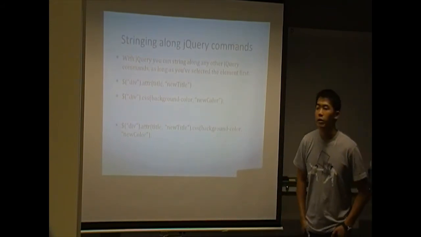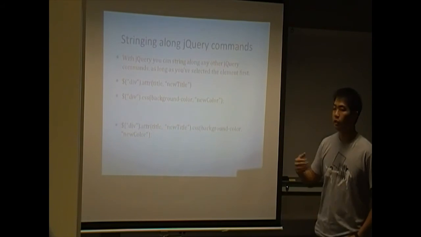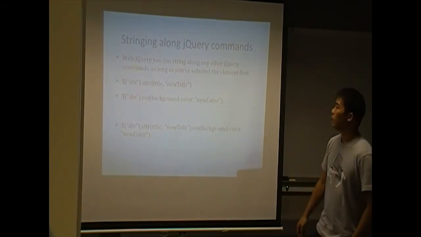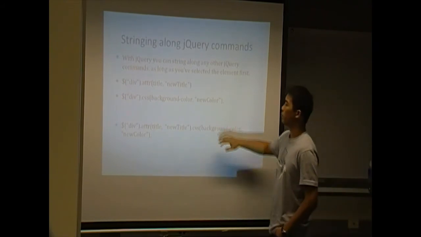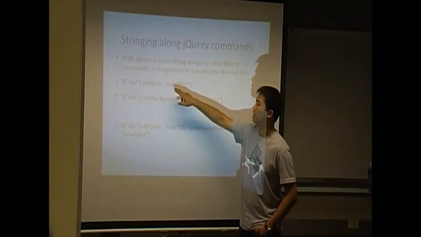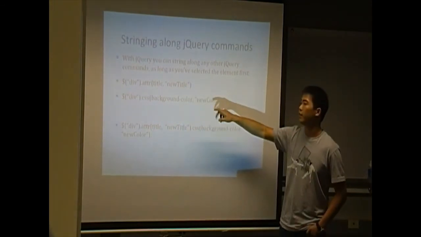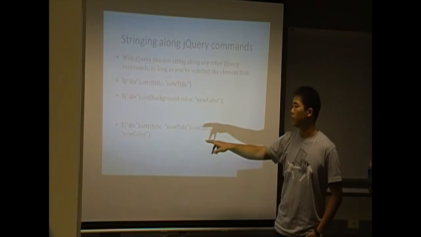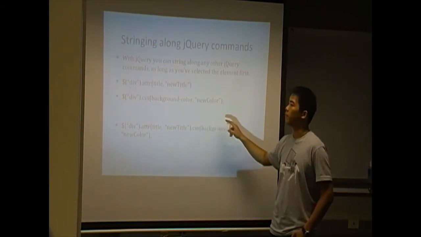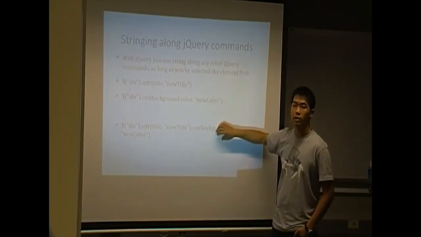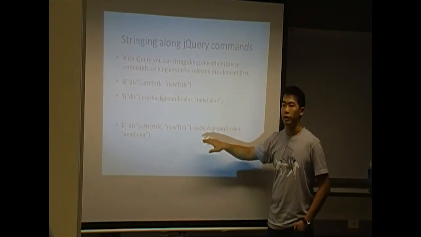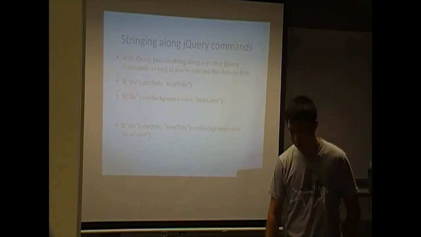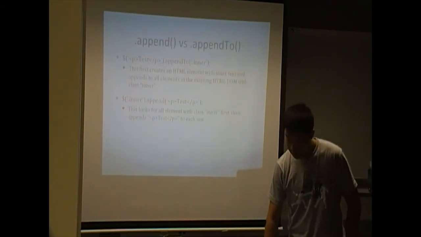Another cool thing with jQuery is that you can string along multiple actions to a selection. In this case, instead of being repetitive and selecting the div and changing the adder and selecting it again and then changing the CSS, we can select it once and then append both of these JavaScript functions to it so that we can make our code cleaner and more readable and just better style overall.